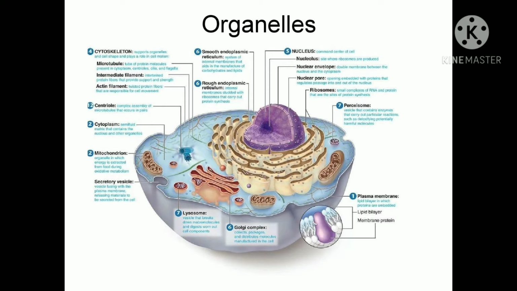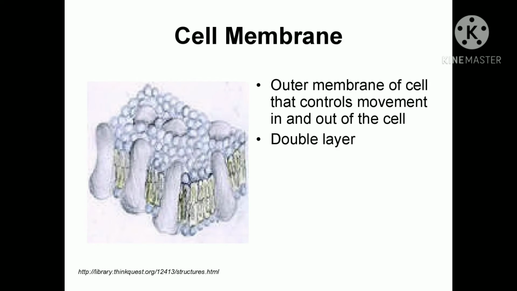Here we have the labeling: plasma membrane, Golgi complex, lysosome, mitochondria, cytoplasm, centriole, cytoskeleton, nucleus, everything. Ribosomes and rough endoplasmic reticulum are there. Now after this, we are going to discuss each organelle. The first one is the cell membrane. The outer membrane of the cell controls the movement in and out of the cell. Generally, this cell membrane is a double layer.